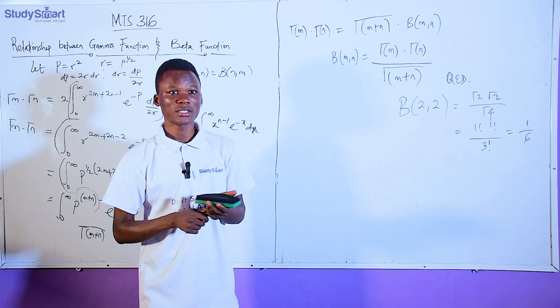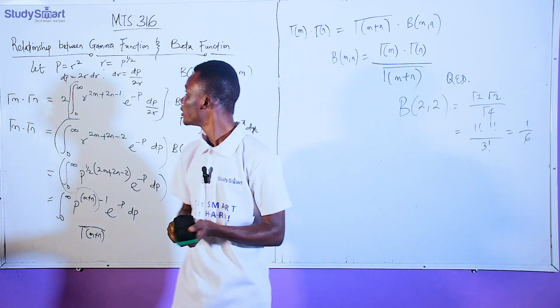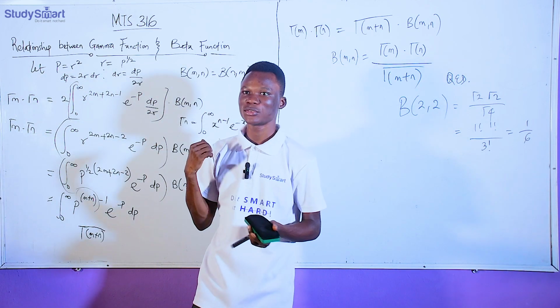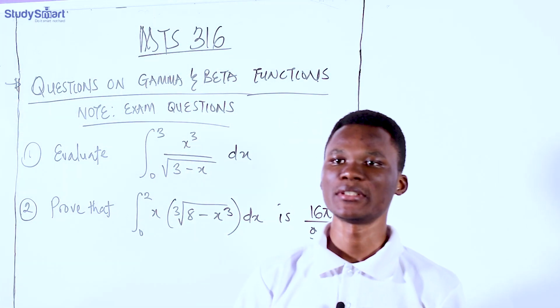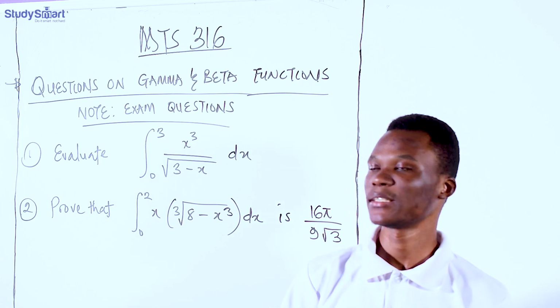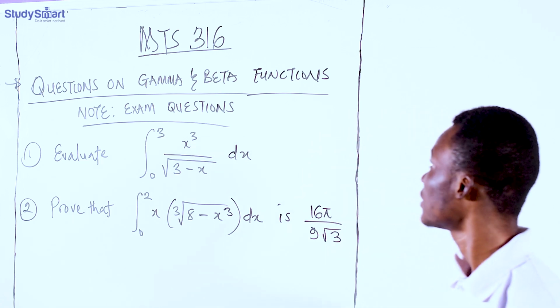we have come to the end of the proof. Now I've said it's very expedient for you to know how to prove this in case of exam or test. So here I have some questions for us, which are very important questions for exam and test. So we have on beta and gamma functions.